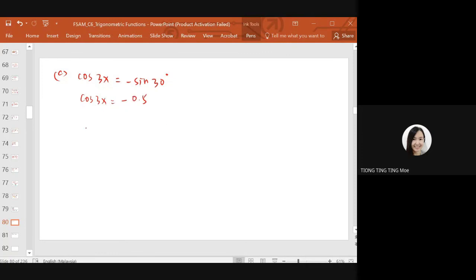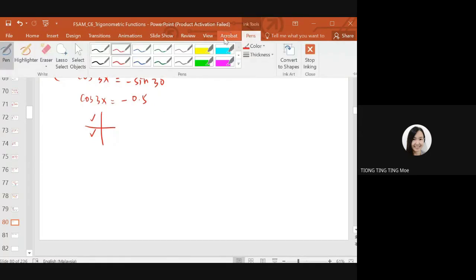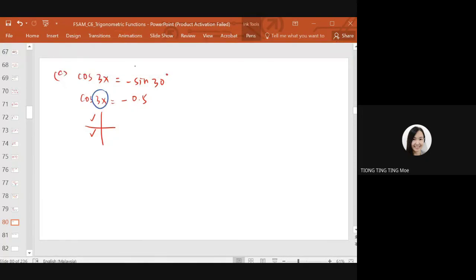Okay, so negative 0.5, label first, negative cos. Second and third quadrant, second and third quadrant. Then you see this 3x. 3x means that you have to move 1 circle, 2 circles, 3 circles. Yes, 1, 2, 3. 3 circles. So this one you have to add up 360 and add up 720, add up 360, add up 720. It means that 1, 2, 3, 4, 5, 6. You will have 6 angles later.